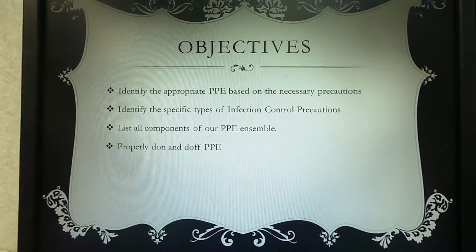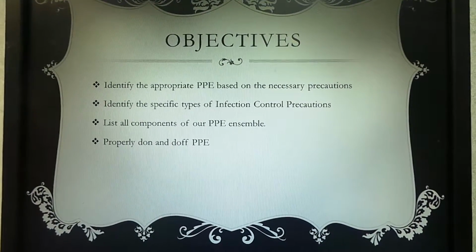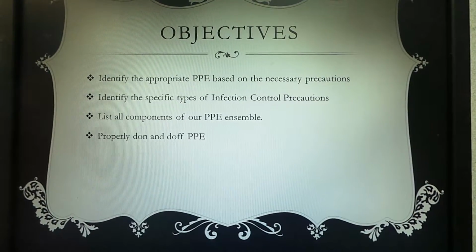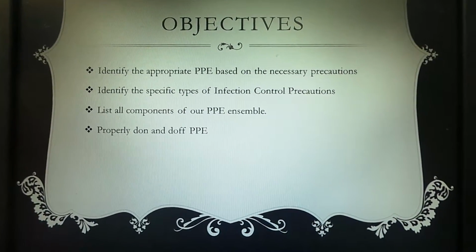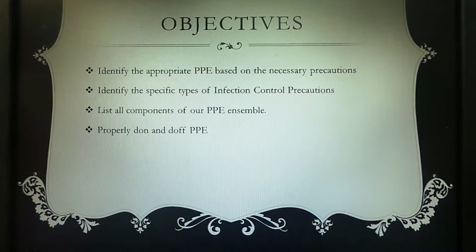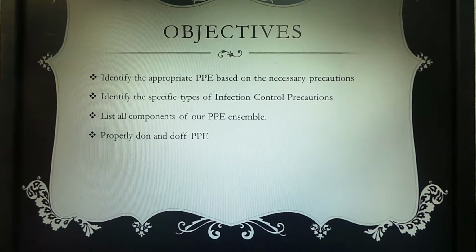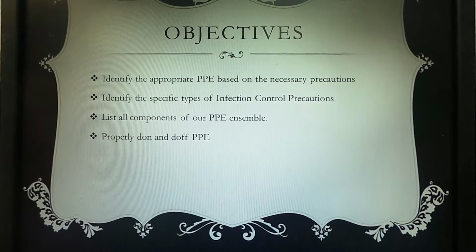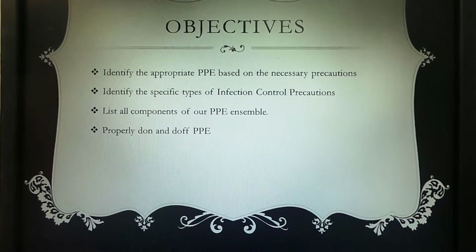We have 4 objectives. They are: the learner will be able to identify the appropriate PPE based on the necessary precaution, identify the specific types of infection control precaution, list all components of our PPE ensemble, and properly don and doff PPE.